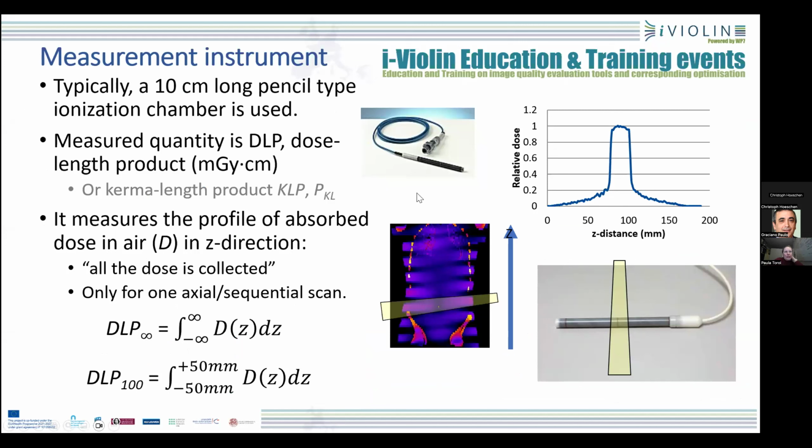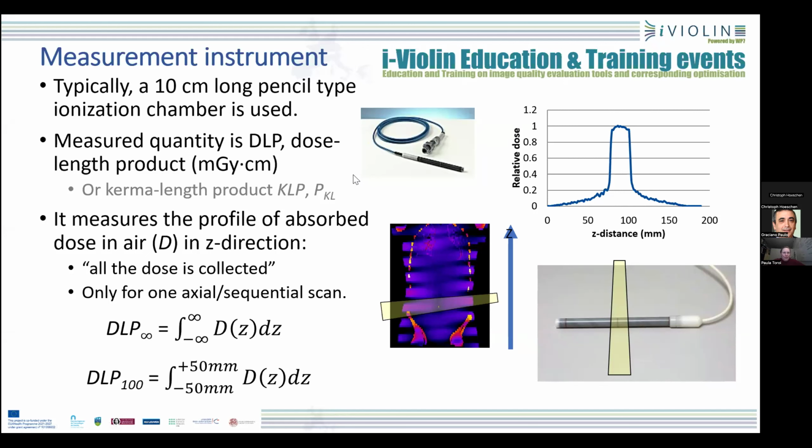Then when we do dosimetry in CT, we typically use this 10 centimeter long pencil type ionization chamber. The quantity it is measuring is the dose length product. Now I'm talking about dose, which is referring to absorbed dose in air. We often calibrate and use the quantities air kerma and kerma length product. But I use the dose term throughout my presentation, and I mean the absorbed dose in air. In the X-ray imaging range of energies, these are more or less the same quantity.